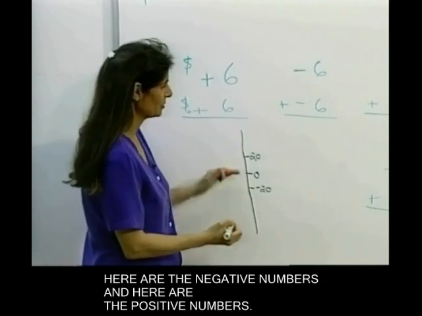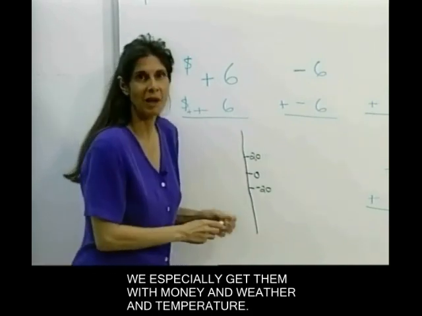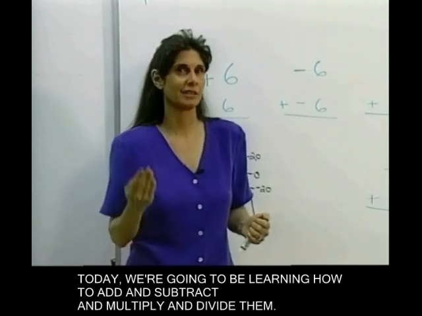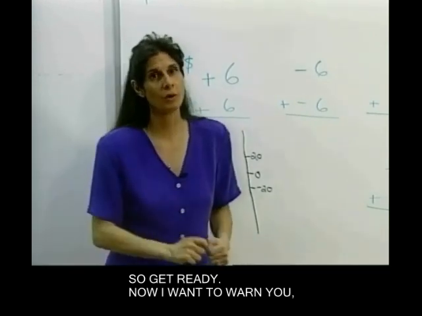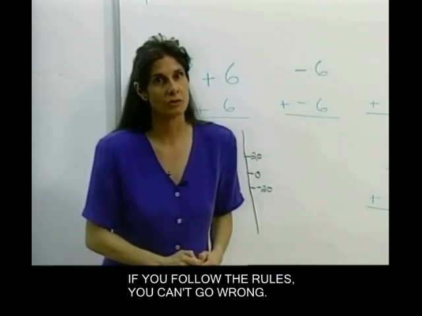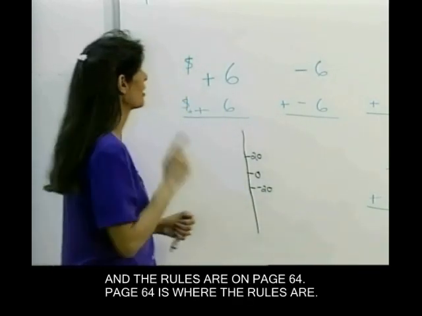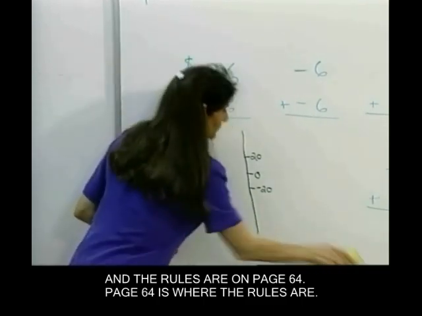Here are the negative numbers, and here are the positive numbers. Especially with money and weather and temperature. Today we're going to be learning how to add and subtract and multiply and divide them. So get ready. Now I want to warn you, if you follow the rules, you can't go wrong. And the rules are on page 64. So here we go.